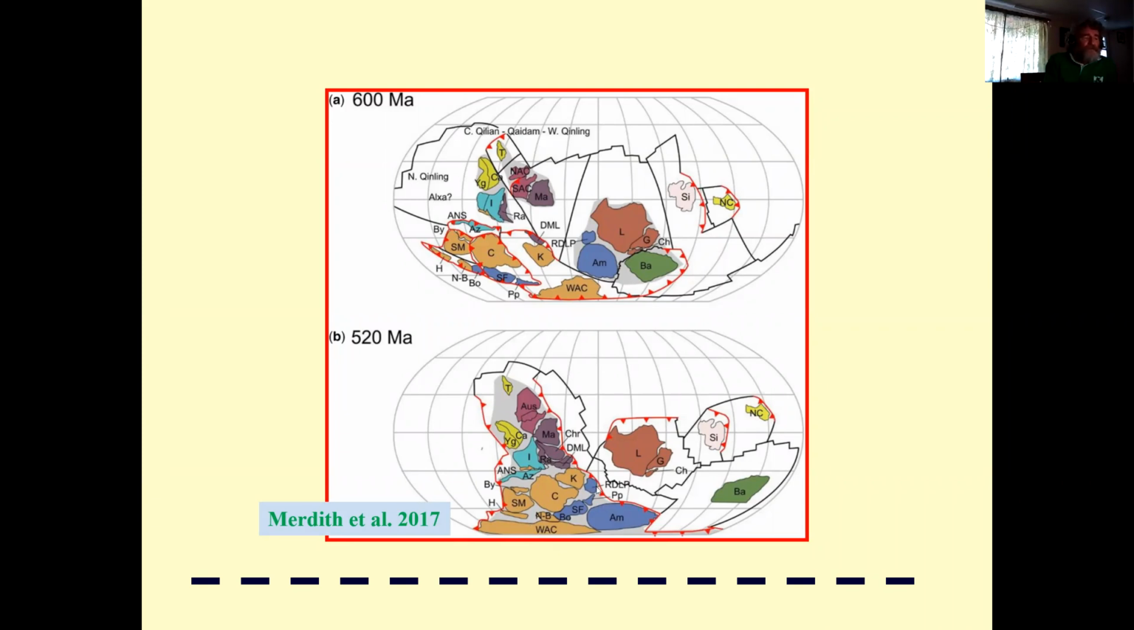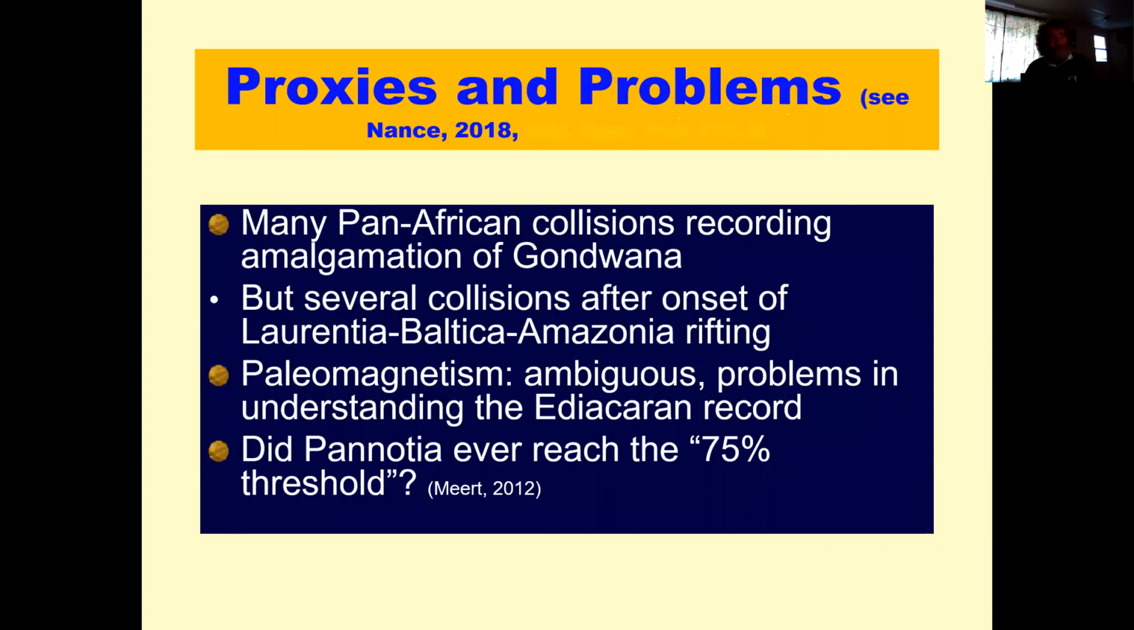But that tightest packing is after the time in which Laurentia separated, in which case Gondwana didn't amalgamate before Laurentia separated in the generation of the Iapetus Ocean, and so Pannotia in this case did not exist. And the reason why this controversy is debated at length in the literature over many decades is, although there's no dispute about the Pan-African collisions recording the amalgamation of Gondwana, many of those Pan-African collisions occur after the onset of Laurentia Baltica Amazonia rifting.